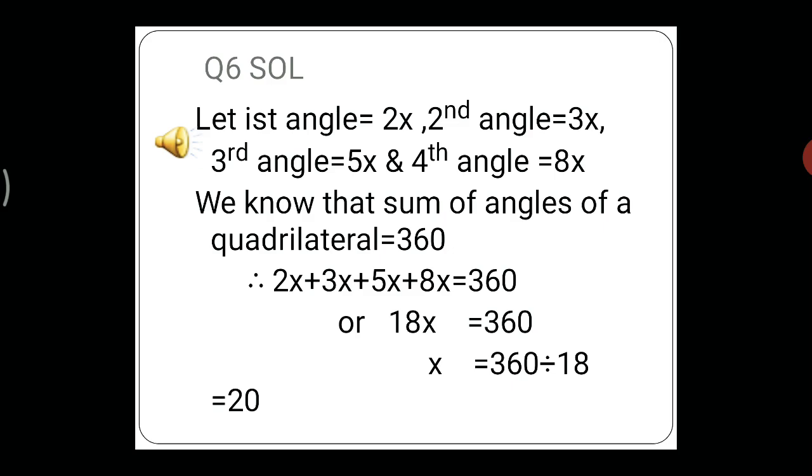Now we know the sum of all angles of a quadrilateral sums up to 360 degrees. So that means if we add them all, 2x plus 3x plus 5x plus 8x, that is equal to 360 degrees. That will become 18x. 18x must be equal to 360 degrees. So transposing this 18, it is multiplied here, so it will become divide on the right hand side. So x is equal to 360 degrees divided by 18. 360 divided by 18 is equal to 20 degrees.